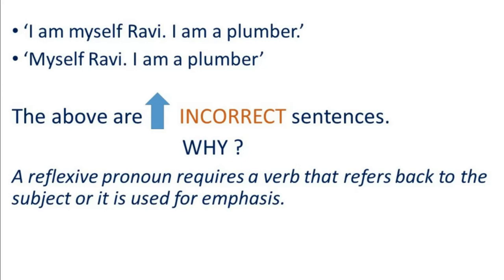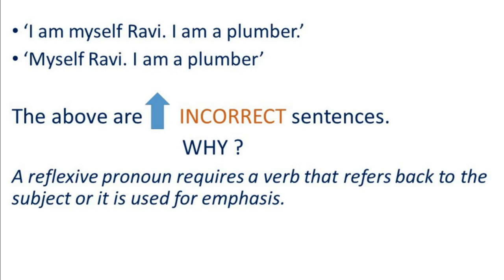Now let us come to the question that we raised at the beginning of this module. The following two sentences are ways people sometimes introduce themselves. The first sentence, I am myself Ravi. I am a plumber. The second sentence, myself Ravi. I am a plumber. Both these sentences are incorrect. They are wrong ways to introduce yourself. Now let us know why.